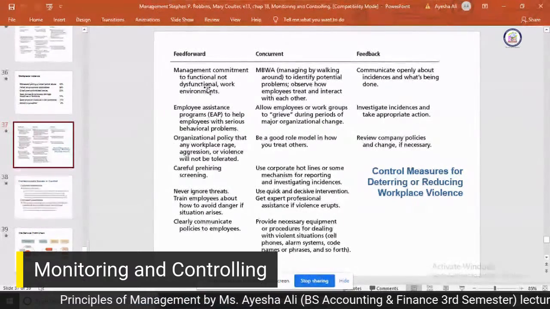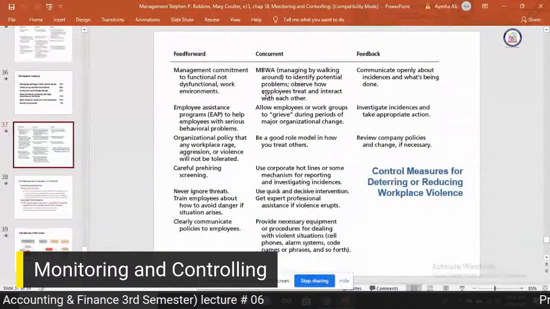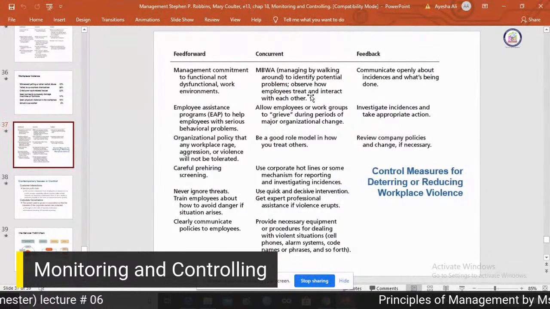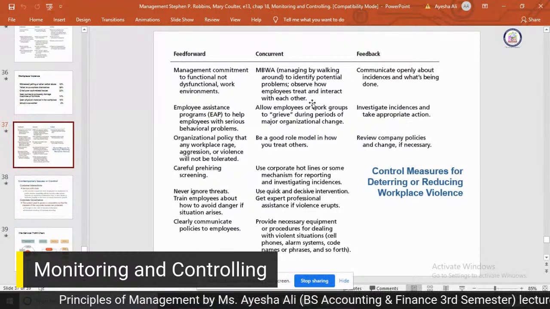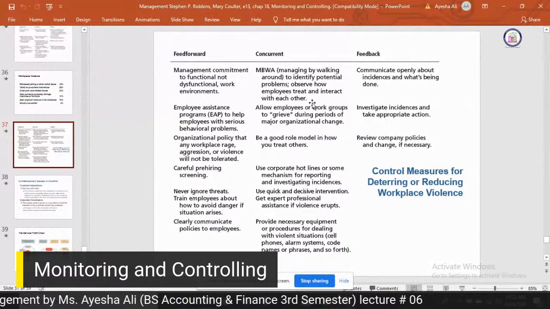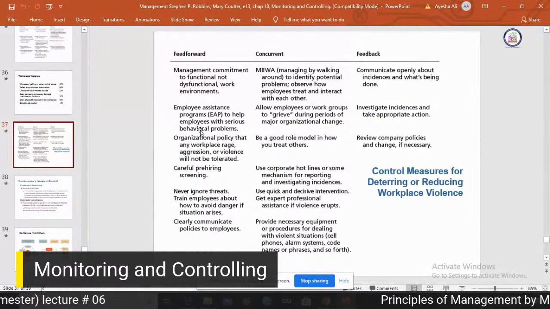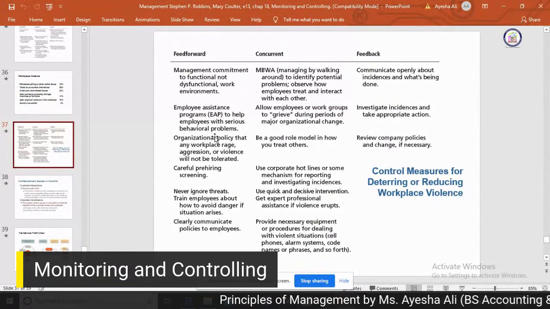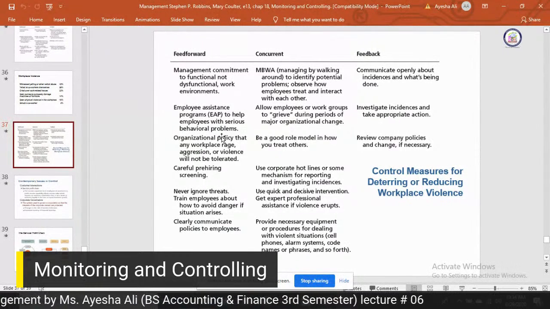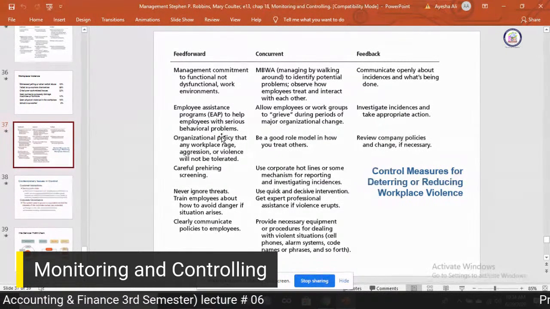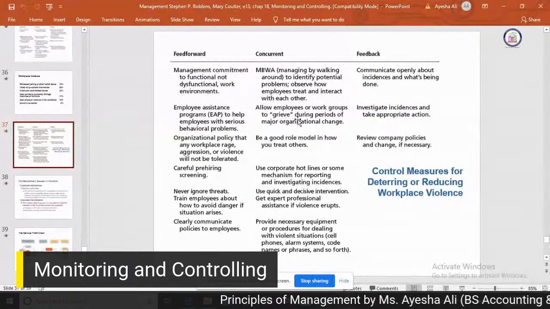Management committed to a functional, not dysfunctional, work environment. Then we have managing by walking around to identify potential problems, and how employees treat and interact with each other. And feedback, so we can communicate openly about the incident and what's being done. An employee assistance program helps employees with serious behavior problems, so we can assess or guide employees if they are indulging in some serious behavior problem.